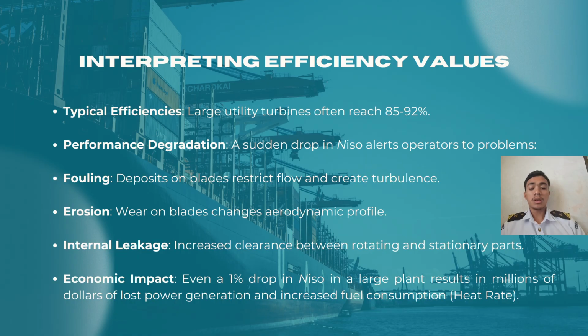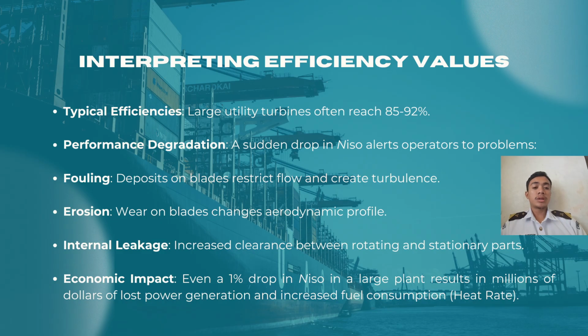Economic impact. Even a 1% drop in η_iso in a large plant can result in $1 million of lost power generation and increased fuel consumption, or heat rate.